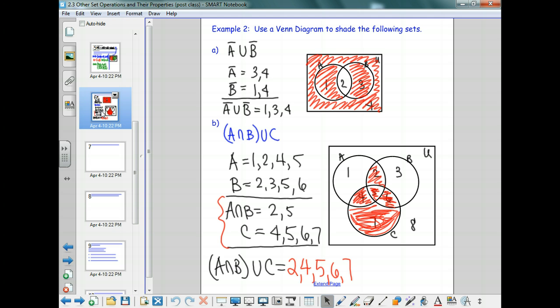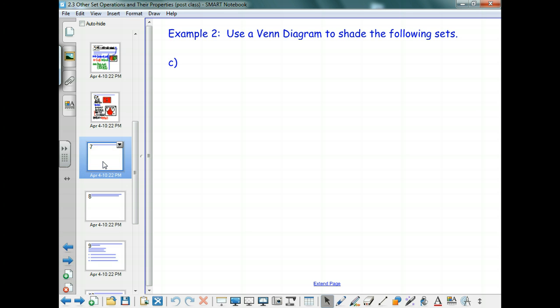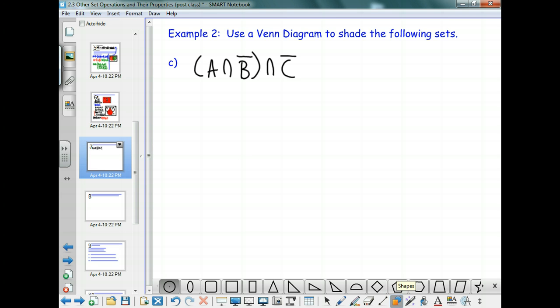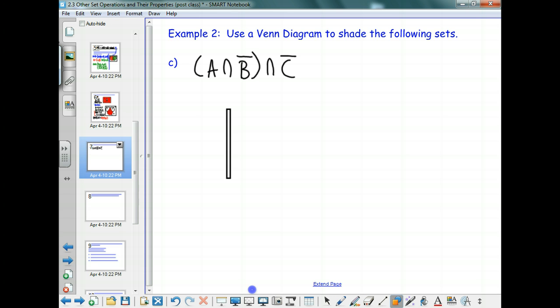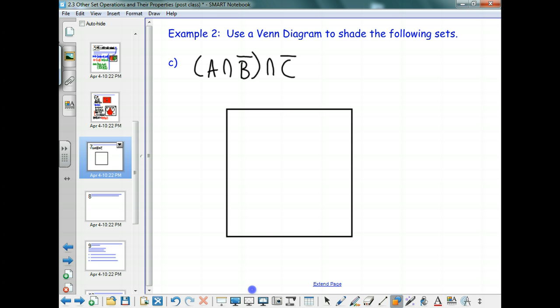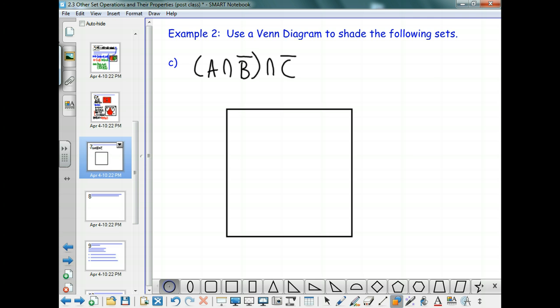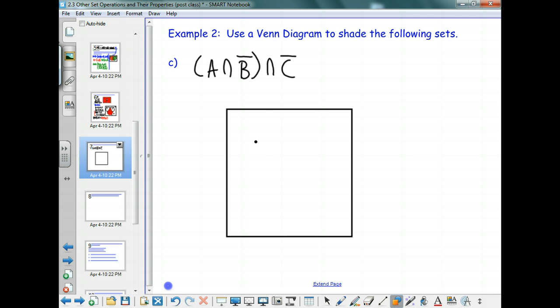So we're going to pick up on that idea with an additional problem. The problem that we're going to take a look at is this set, where we're going to take A intersect B complement intersect C complement. Okay? So what are we going to do first? Draw a box, a rectangle, right? And what's going to be inside our rectangle? 3 circles, because there's 3 letters.